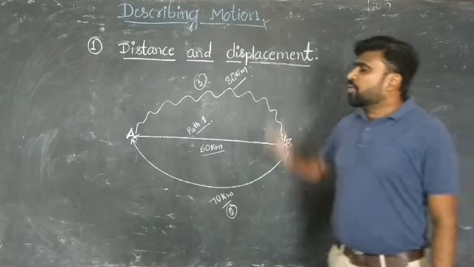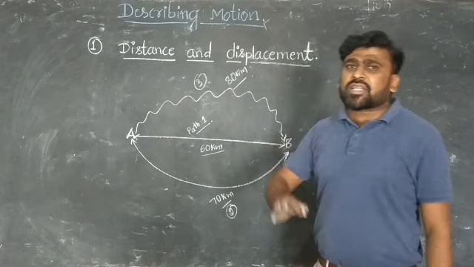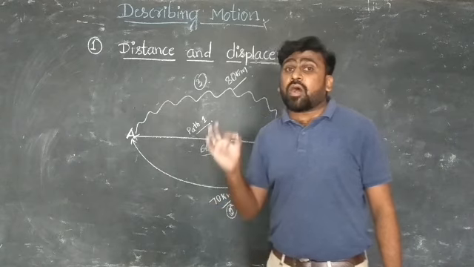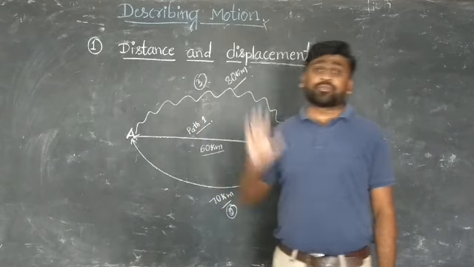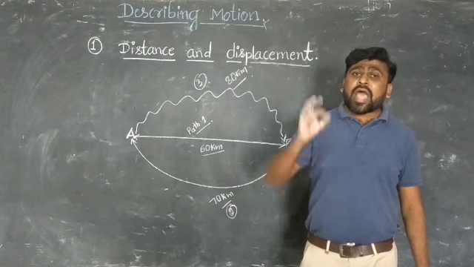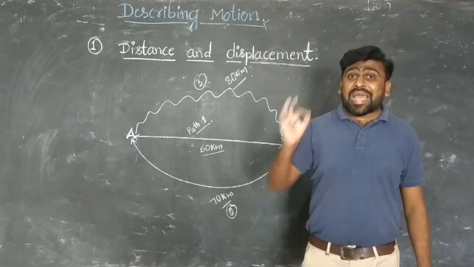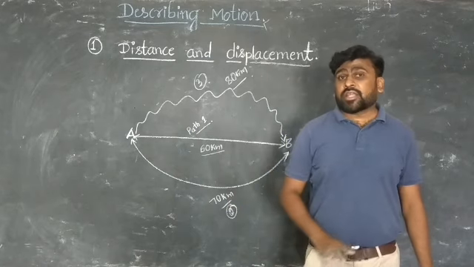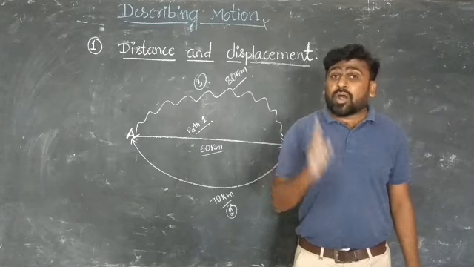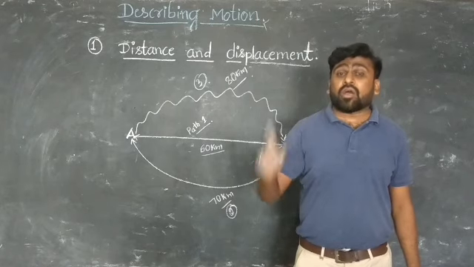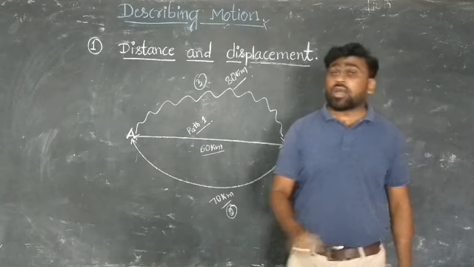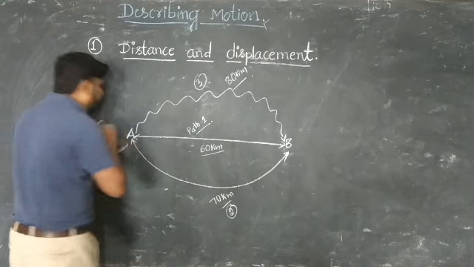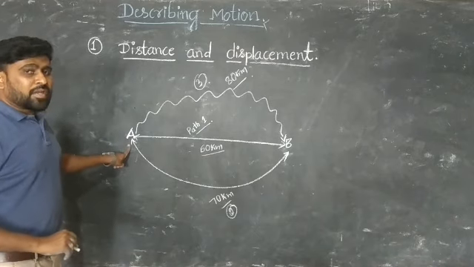Clear? Regarding the first one, the definition of distance is nothing but the length of the actual path traveled by a body, or the length of the actual path traveled by an object is called distance. The length of the actual path traveled by a body or object is called distance. For example, now I am in Kadur. Clear? I am in Kadur.